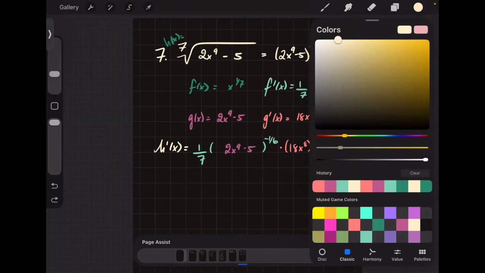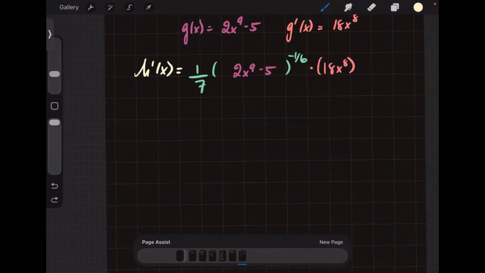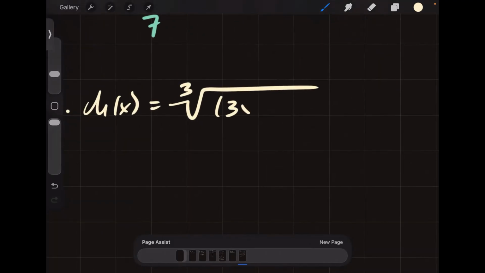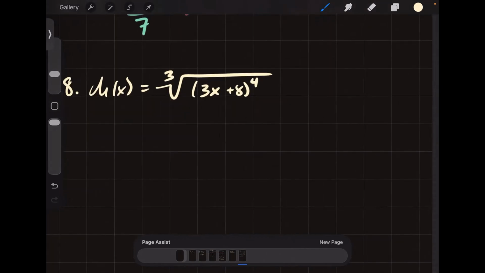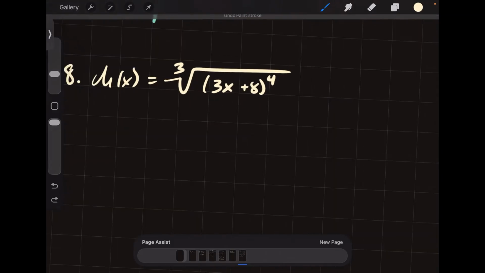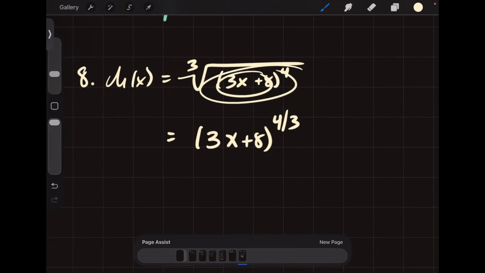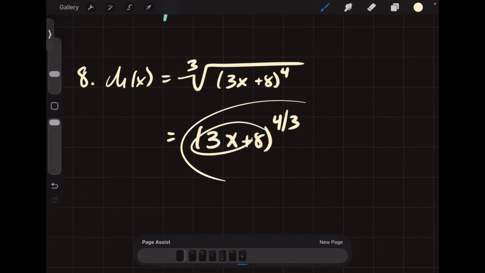What if I gave you, oh, this one's fun. If I give you number 8, what if I give you h of x is equal to the third root of (3x plus 8) to the 4th? You could do a double chain, right? You could chain out here and then chain in here, but that's gonna suck. So I'm actually gonna ask you to write it as (3x plus 8) to the 4/3. Because now instead of 1 chain, 2 chain, 3 chains, it's just 1, 2, right?